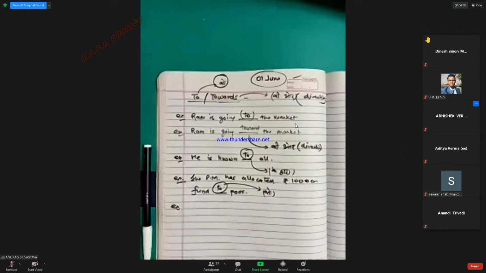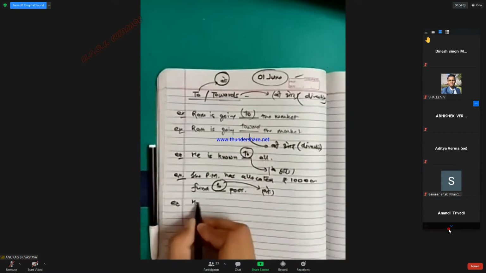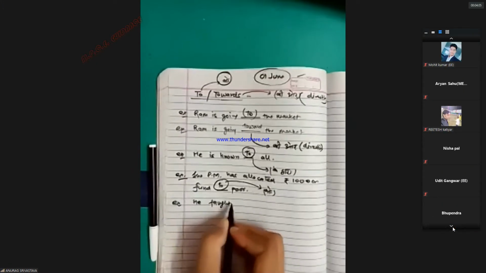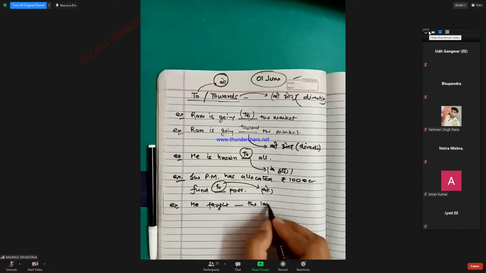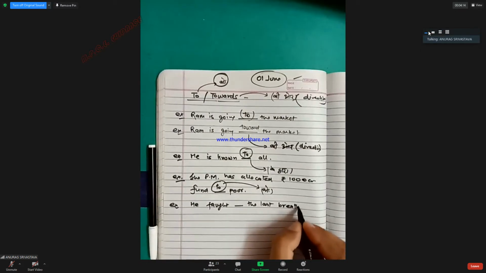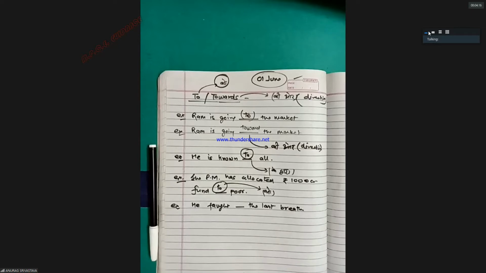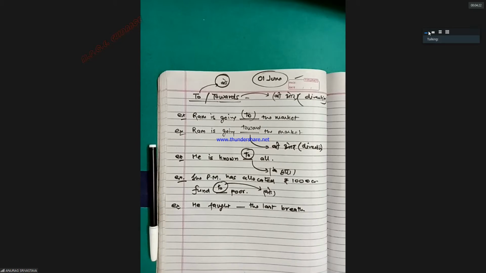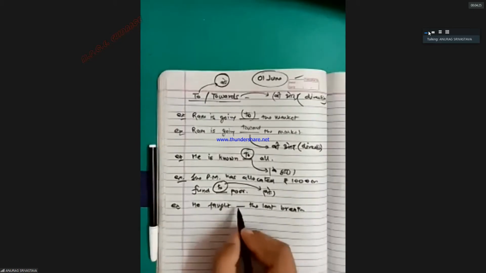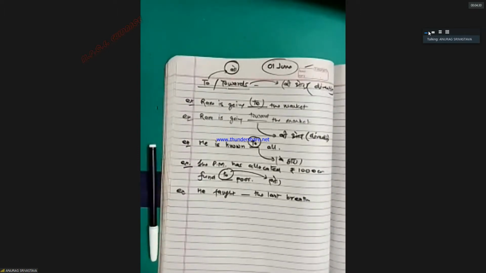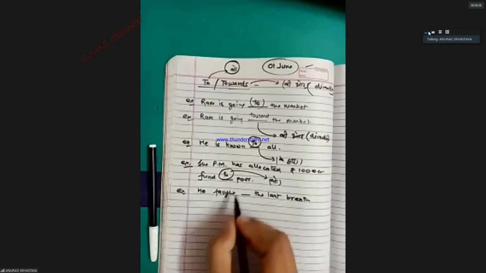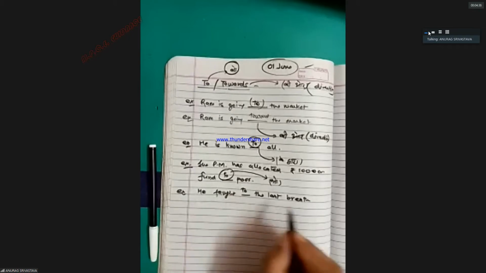Suppose we have an example, let's see. He fought dash the last breath. Which preposition will be placed here? In this case, we will place here two. He fought to the last breath.